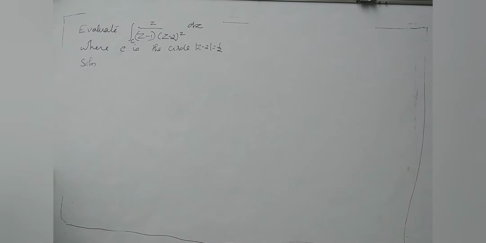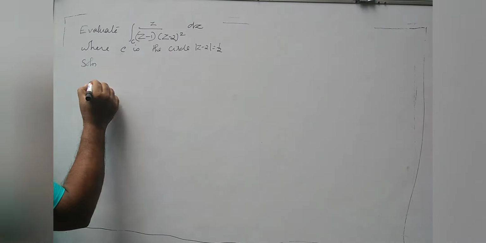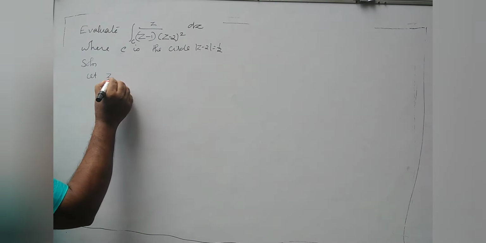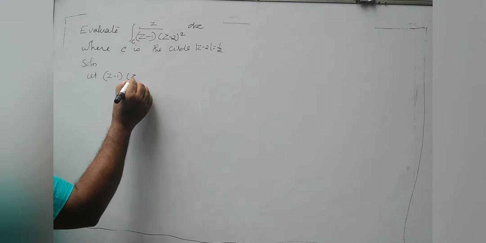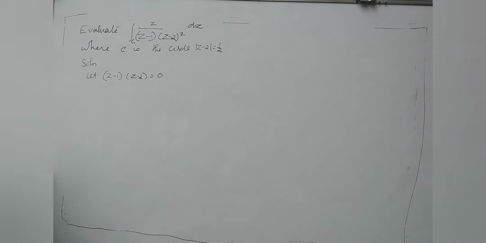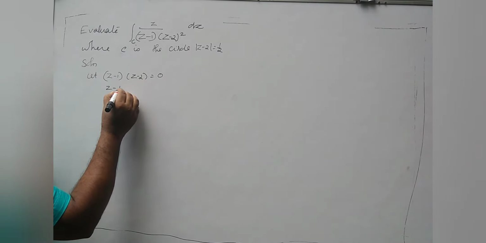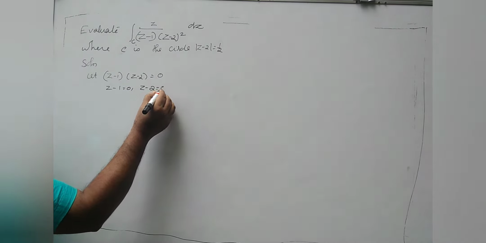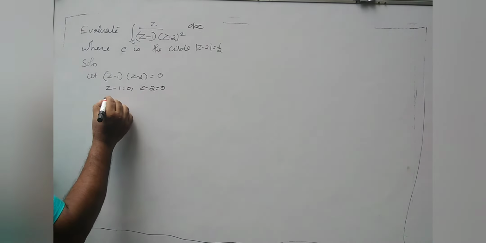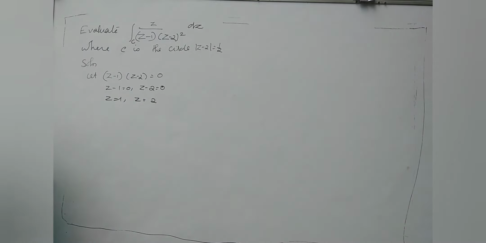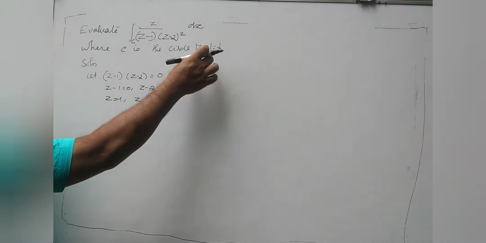Solution. The first step: let the denominator be equal to 0. That implies z minus 1 equal to 0 and z minus 2 is equal to 0. That is z is equal to 1 and z is equal to 2. So the next step is you take this C.